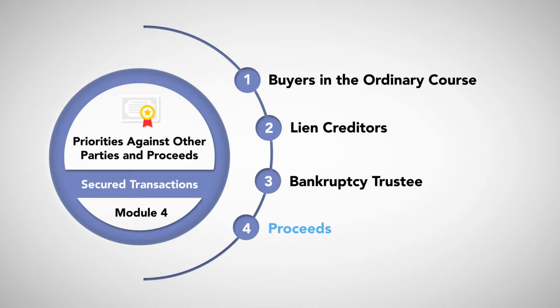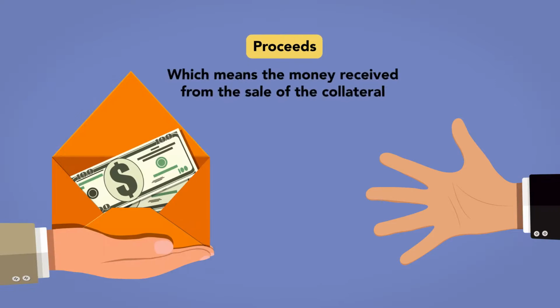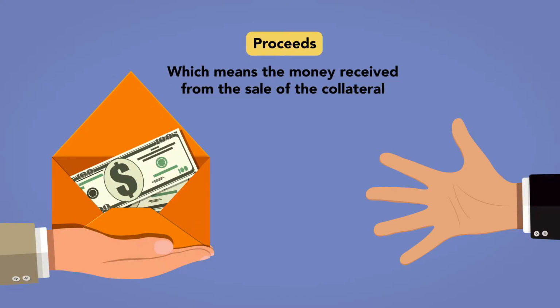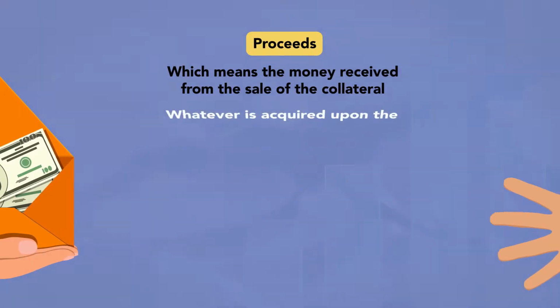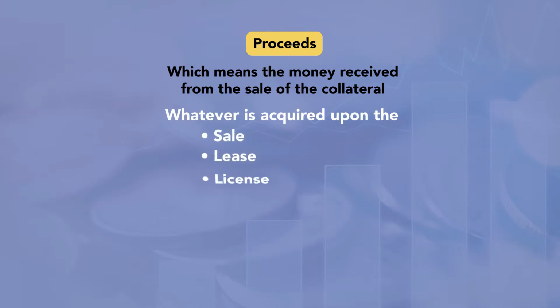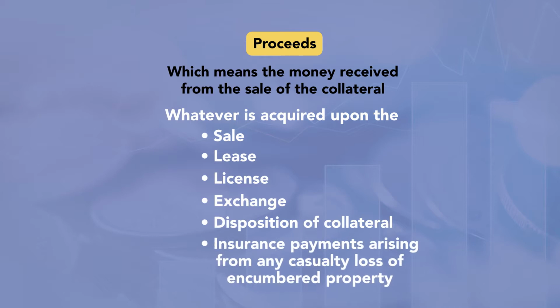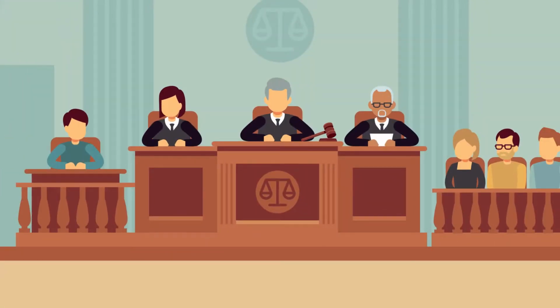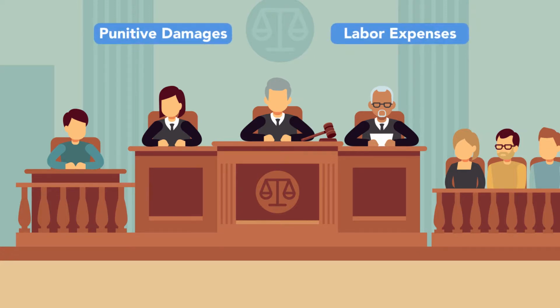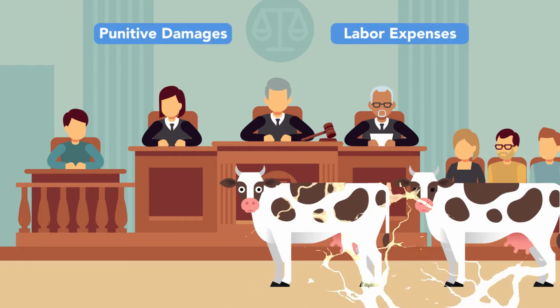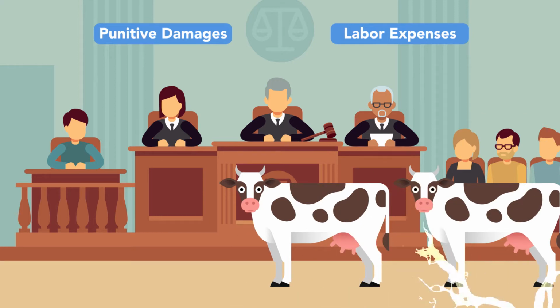The disposition of collateral often results in proceeds, which means the money received from the sale of the collateral. Proceeds are whatever is acquired upon the sale, lease, license, exchange, or other disposition of collateral, as well as insurance payments arising from any casualty loss of encumbered property. These concepts have been construed broadly by the courts, covering even settlements that included, in one case, punitive damages and labor expenses for injuries to cows who were electrocuted when the cows were collateral farm products.